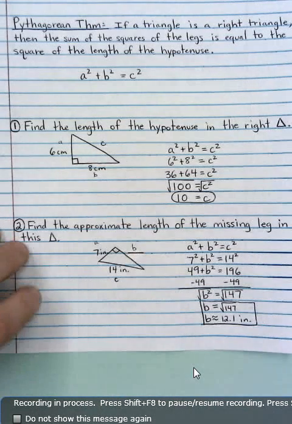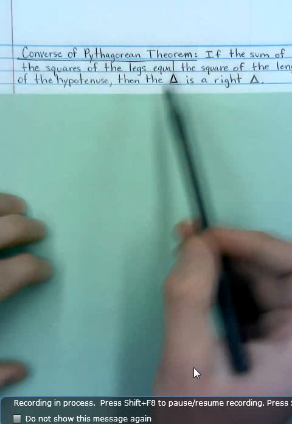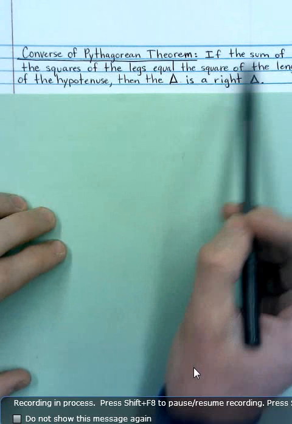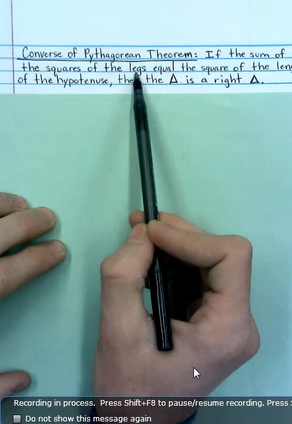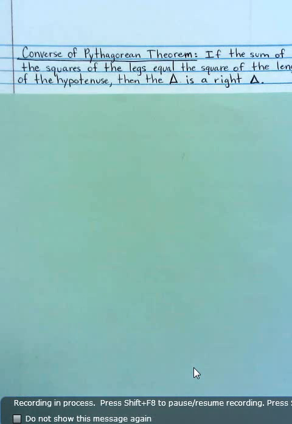All right, now, one more thing here. We know the Pythagorean theorem is true, but we also know that the converse of the Pythagorean theorem is true. Please don't be afraid. The word converse just means to kind of flip around. So if you look at this statement right here, if the sum of the squares of the legs equal the square of the length of the hypotenuse, then the triangle is a right triangle.